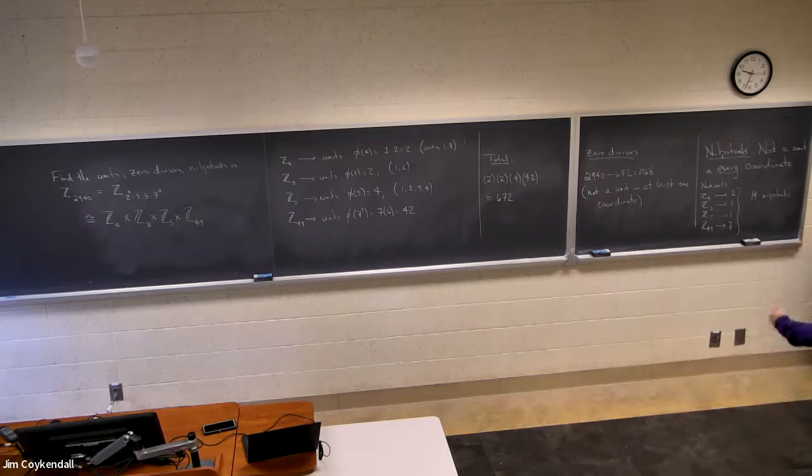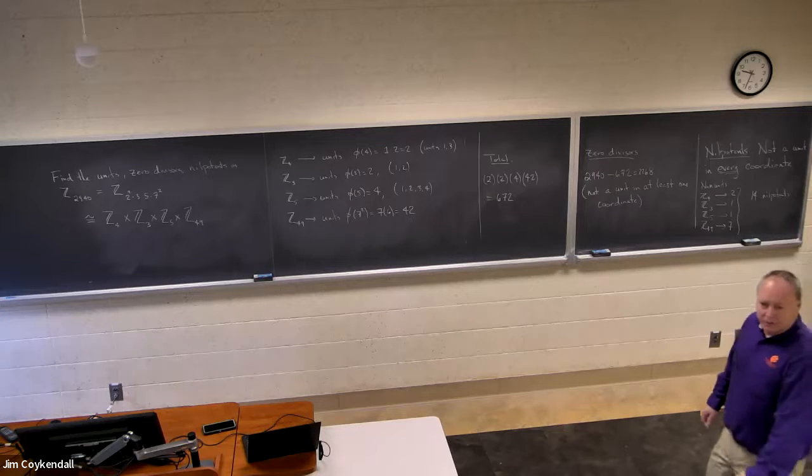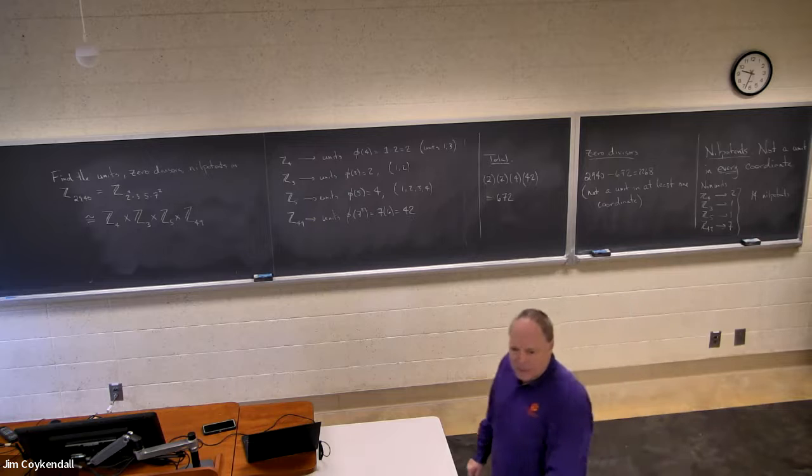So summary, 672 units, 2,268 zero divisors, of which 14 of them are actually nilpotent. Everybody okay with that?